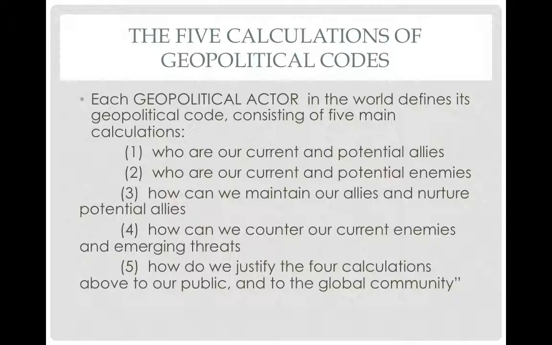The first calculation is to analyze who are our current and potential allies. These are the countries or non-state actors that can become your allies or that already are your allies in a specific event, situation, conflict, or war. The second geopolitical code is who are our current and potential enemies. So you do the same that you did with the first one, but the only difference is that now you're analyzing who are those enemies.